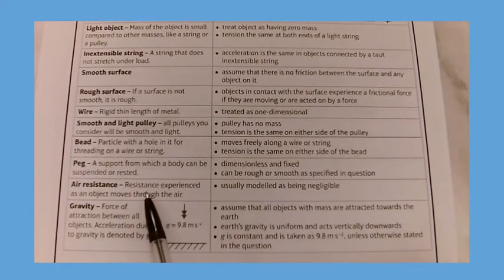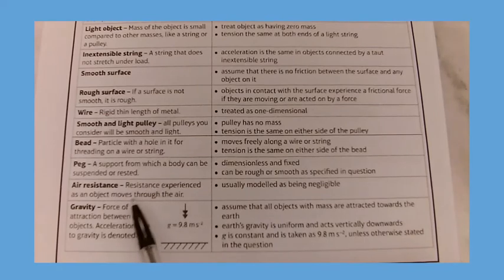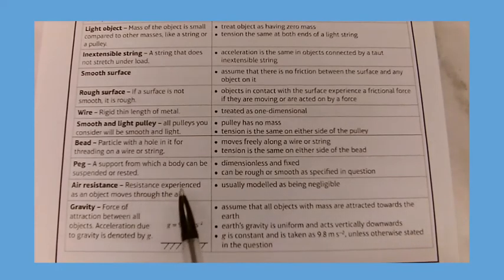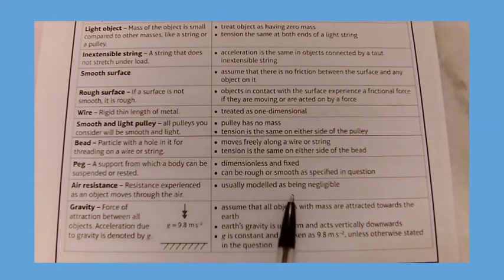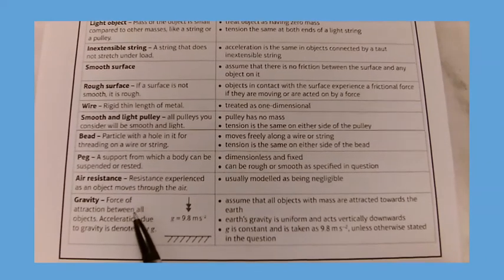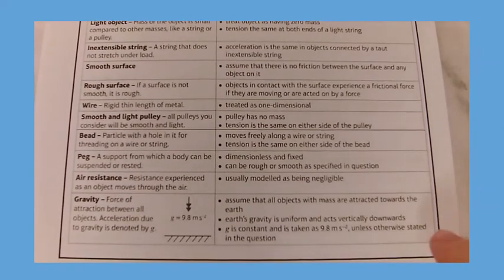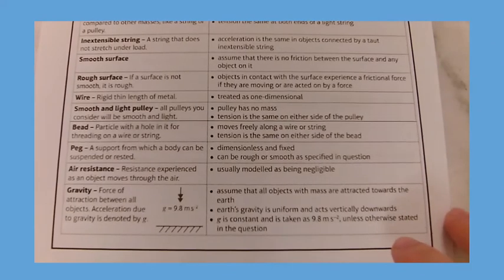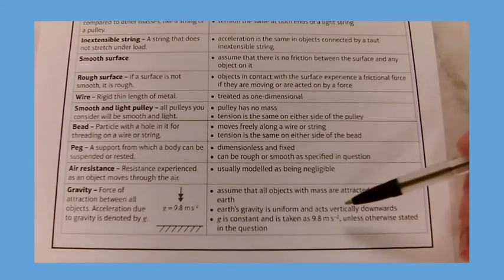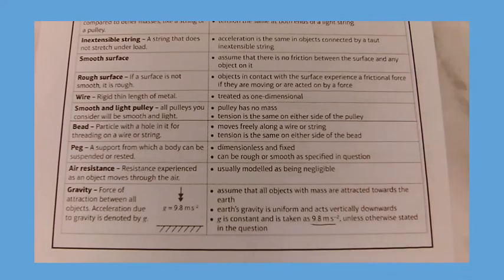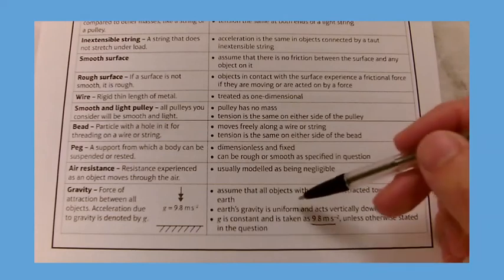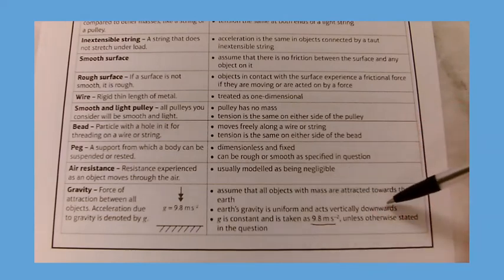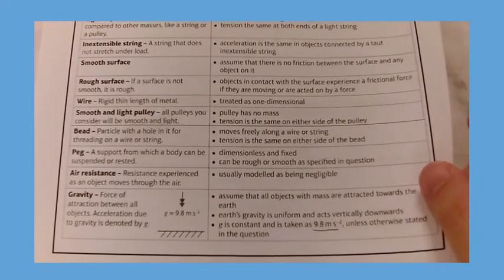Air resistance, definitely something that you'll come across. It is the resistance experienced as an object moves through the air, usually modelled as negligible though. And gravity, which is a force of attraction between all objects. Acceleration due to gravity is denoted by g. Obviously there is a gravitational constant which is 9.8 meters per second squared. We also assume Earth's gravity is uniform and acts vertically downwards. And that's really it in terms of the assumptions.